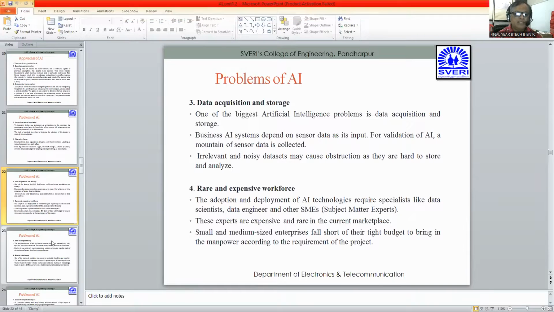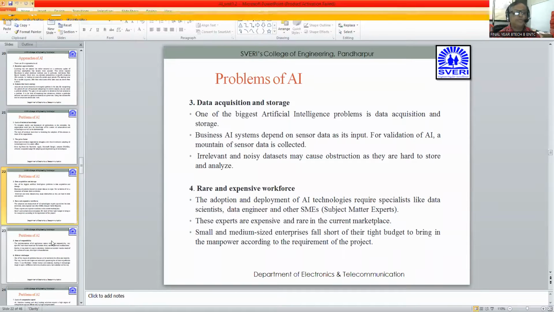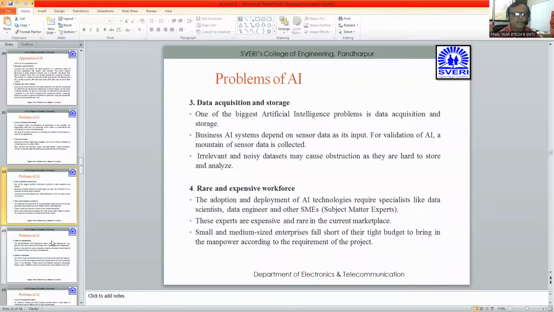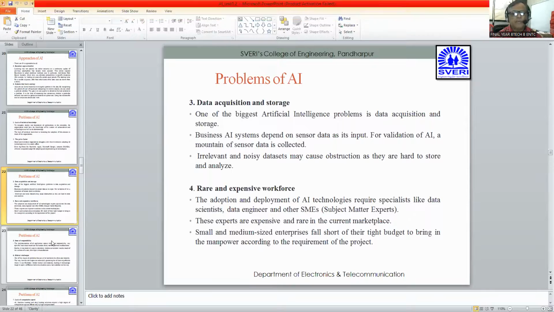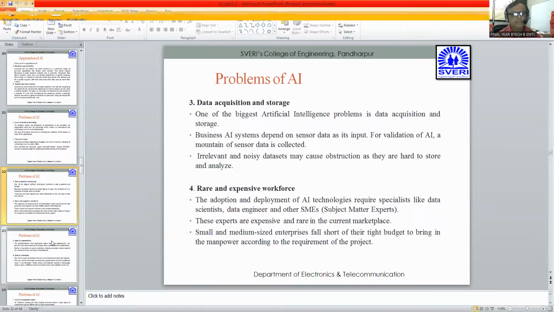Irrelevant and noisy data sets may also cause obstruction as they are hard to store and analyze. Obviously, if you are collecting a huge amount of data, there is always a chance of noise getting into your data. Tackling noisy data is also a very tough task, because the data is not small, it's huge, tremendous data. All these factors create some problems in implementing AI in industries.